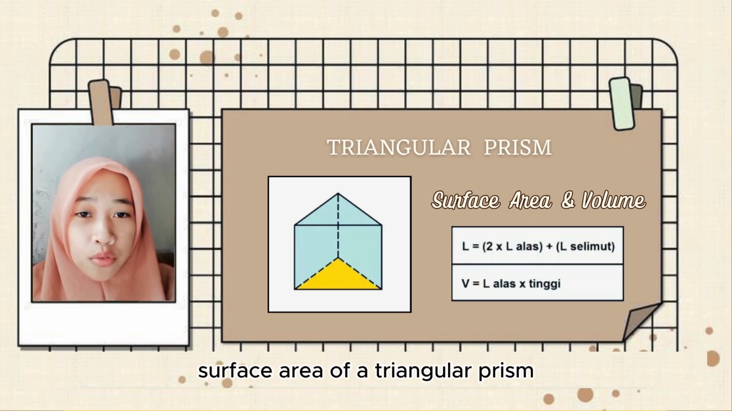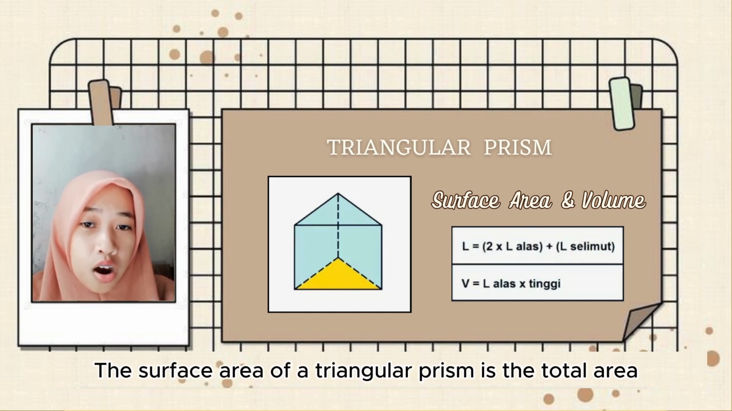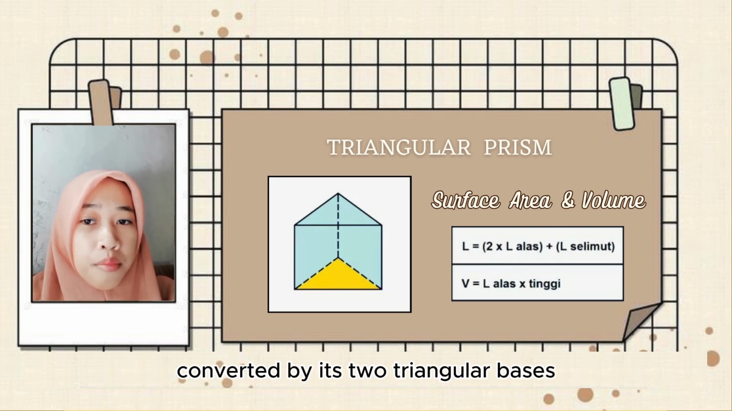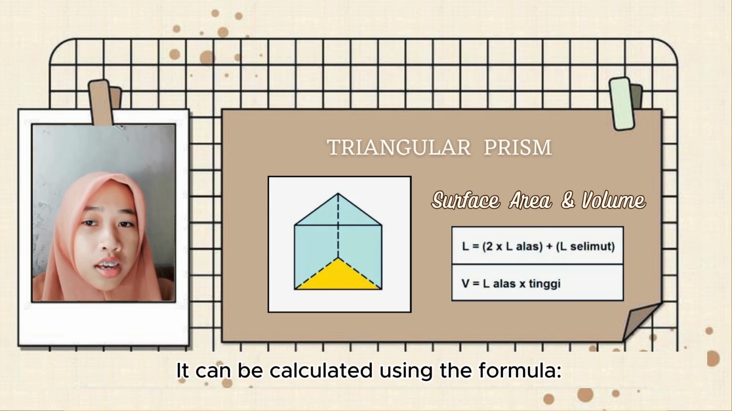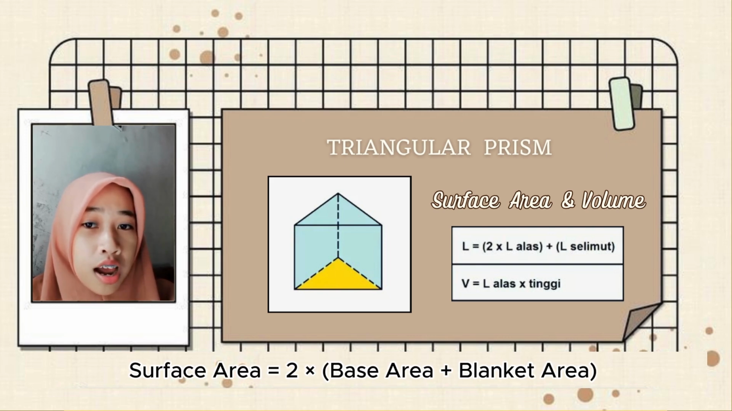Surface area of a triangular prism. The surface area of a triangular prism is the total area covered by its two triangular bases and three rectangular faces. It can be calculated using the formula: surface area equals 2 times base area plus lateral area.